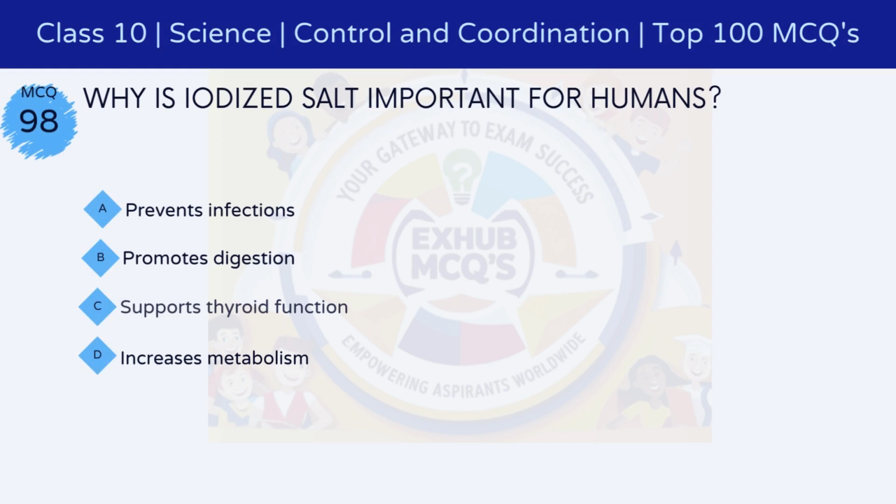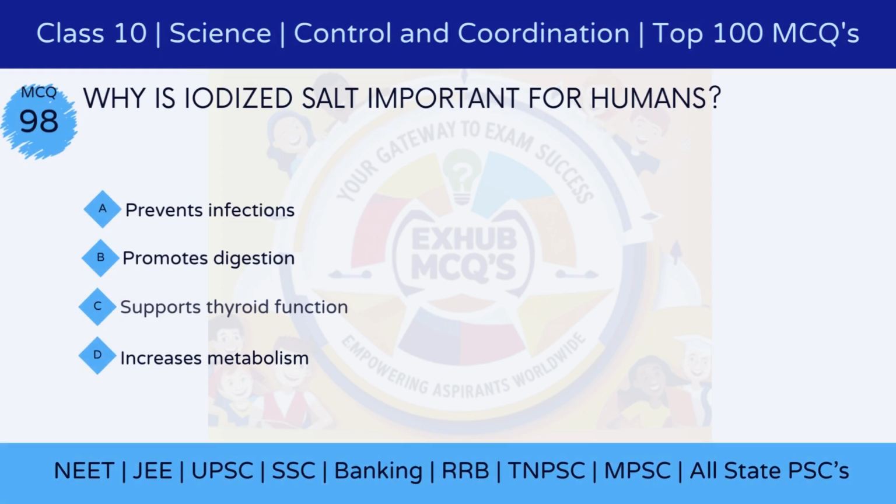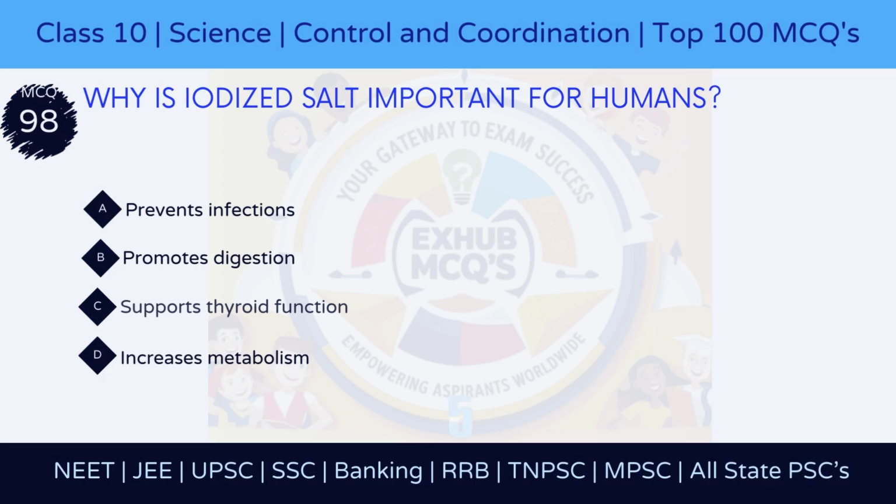MCQ 98. Why is iodized salt important for humans? Option A, prevents infections. Option B, promotes digestion. Option C, supports thyroid function. Option D, increases metabolism.